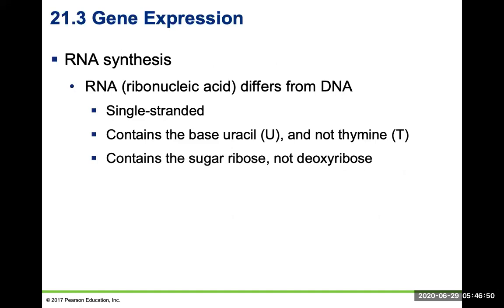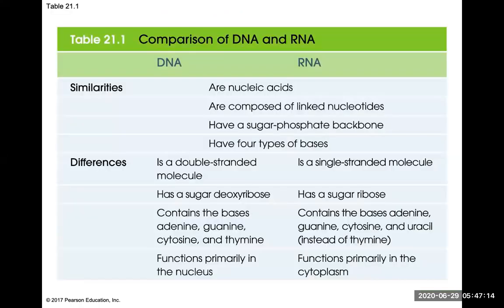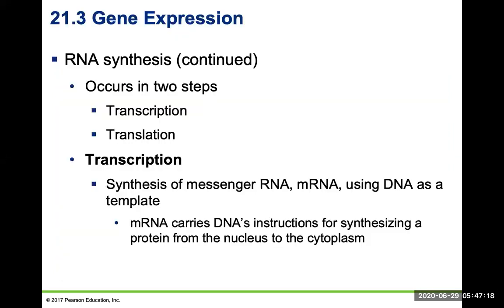So RNA synthesis is also involved in gene expression, and RNA differs from DNA in that it's made up of ribonucleic acid. It's single-stranded, and instead of containing thymine, it contains the base uracil, and it contains the sugar ribose, not deoxyribose. So you should know the differences between RNA and DNA very well. Here's a great table describing those differences.